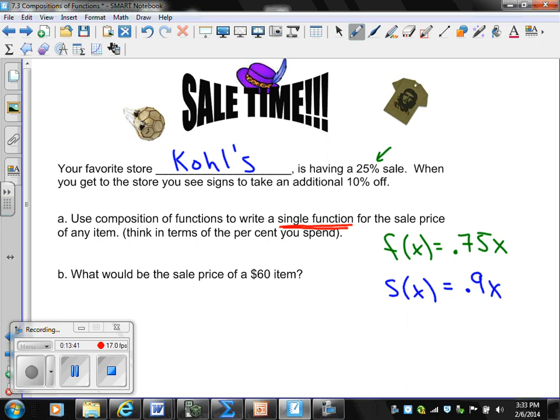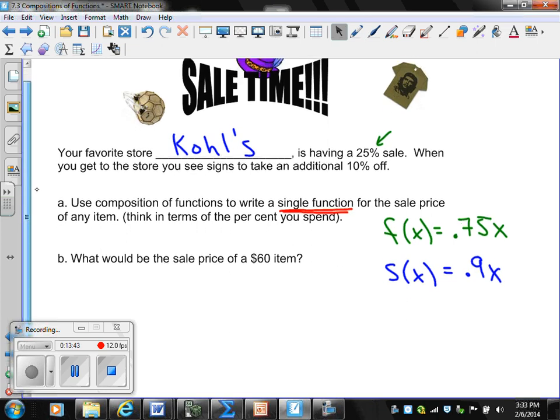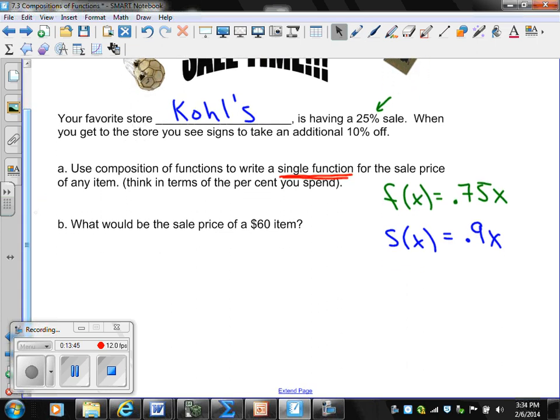So let's compose these. My final product is going to be, I want to put my first function into my second function. So it's going to look like this: s of f of x. So that says do my first sale first, and then my second sale second.